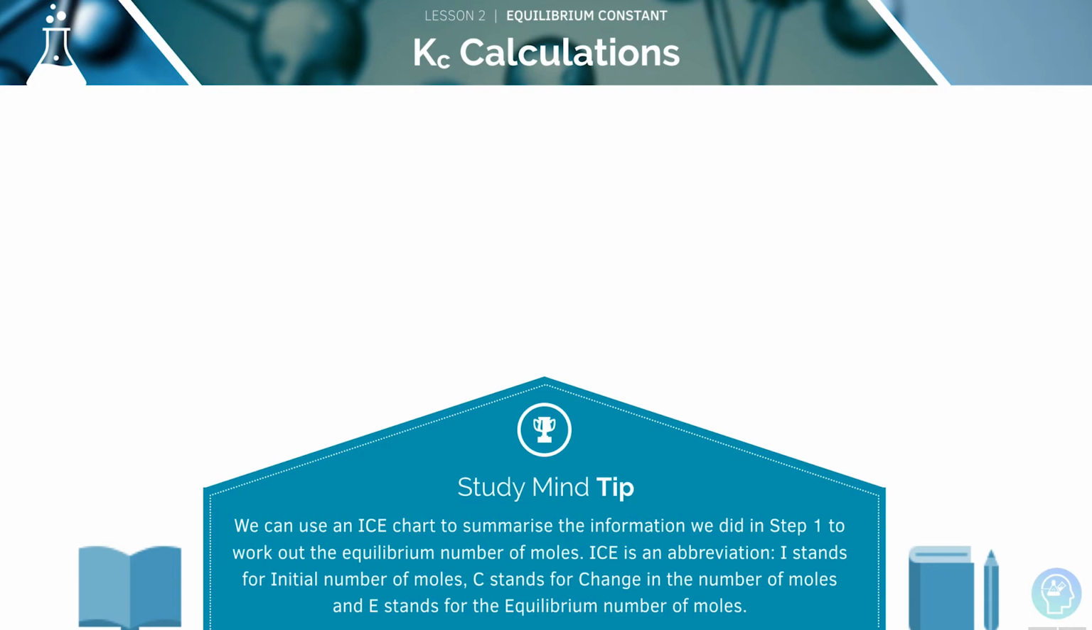We can use an ICE chart to summarise the information we did in step 1 to work out the equilibrium number of moles. ICE is simply an abbreviation. I stands for the initial number of moles, C stands for the change in number of moles, and E stands for the equilibrium number of moles. We'll use one of these charts shortly.